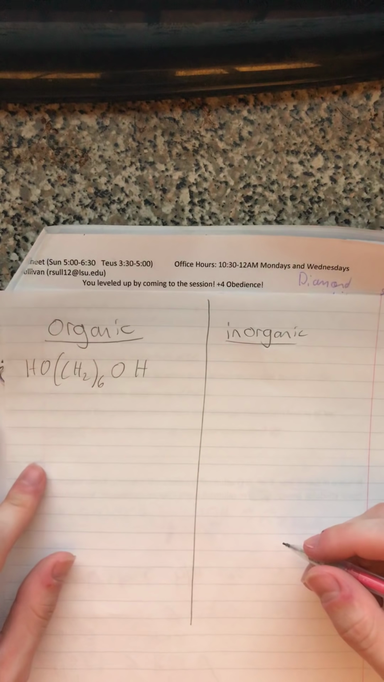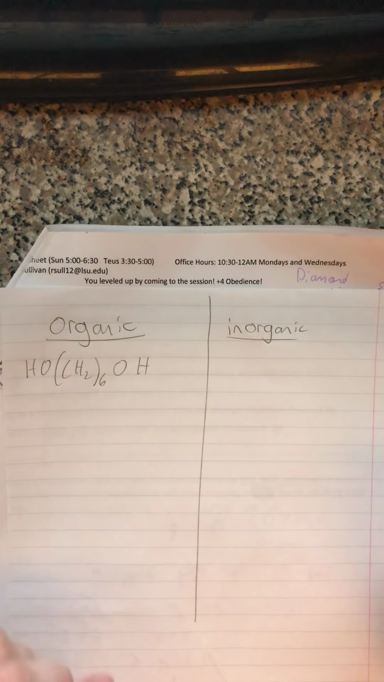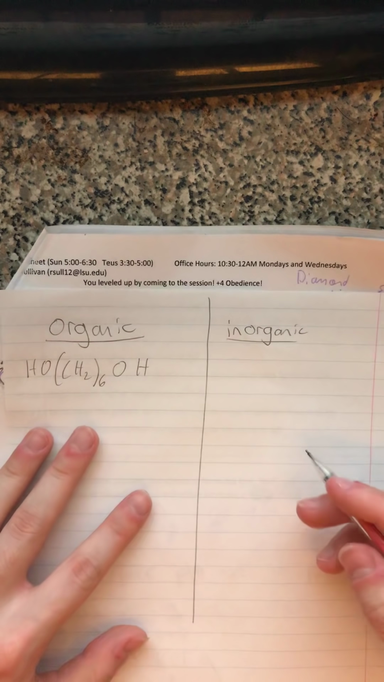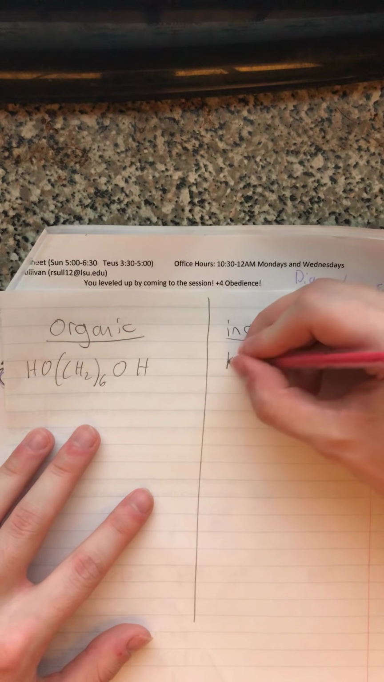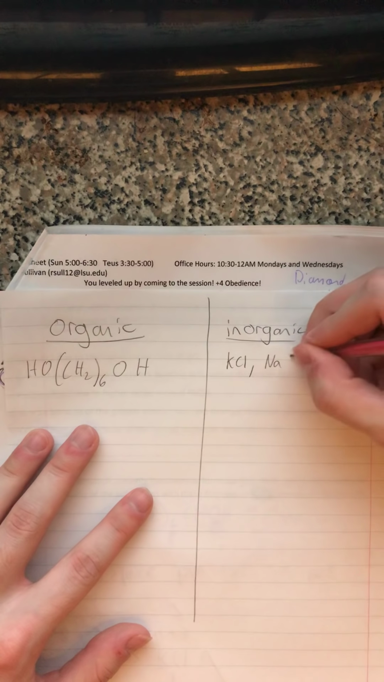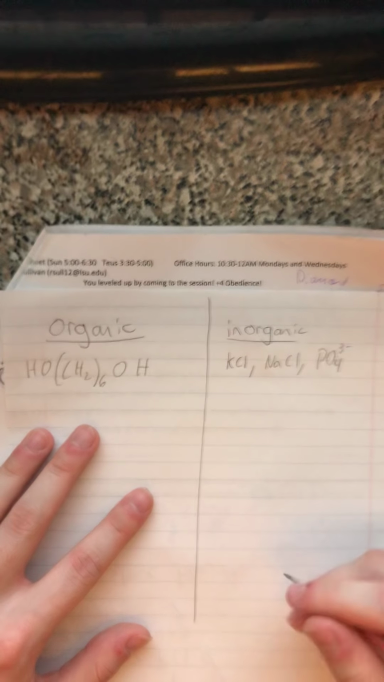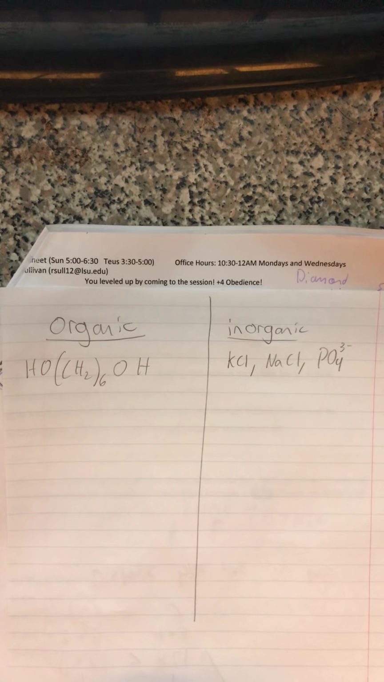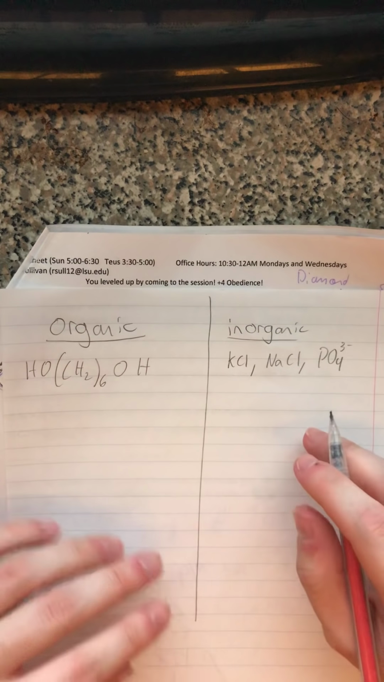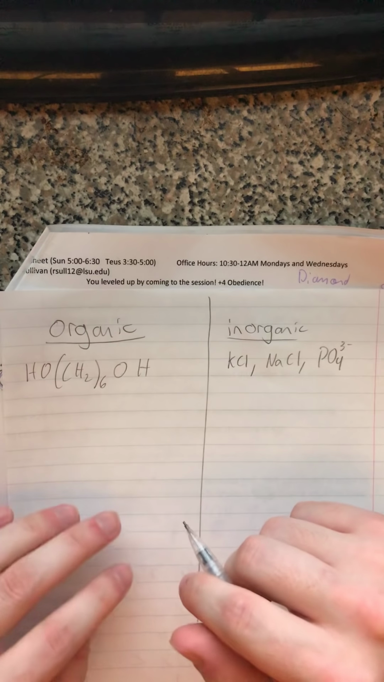For example, big crazy molecules with all these C's and H's and O's, things that you have really never seen before. Those are organic compounds. Inorganic compounds are things like KCl, NaCl, PO4 3-, things you've seen all semester long. They shouldn't look weird to you. Organic things should look very weird to you.